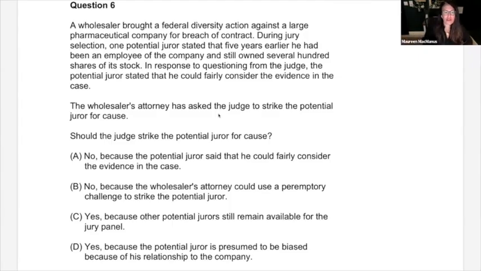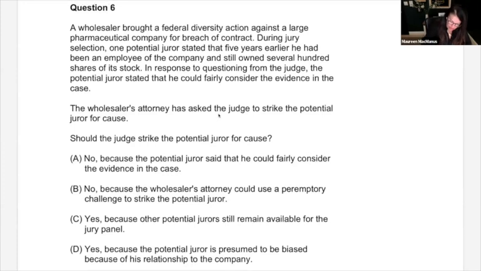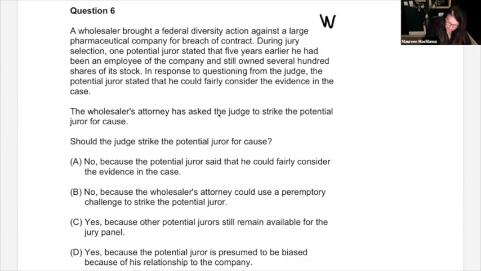All right. So should the judge strike the potential juror for cause? So a wholesaler brought a federal diversity action against a large pharmaceutical company for breach of contract. You have the wholesaler, the pharmaceutical company, federal diversity, it's for breach of contract. All right. During jury selection, one potential juror stated that 5 years earlier, he had been an employee of the company and still owned several hundred shares of its stock.